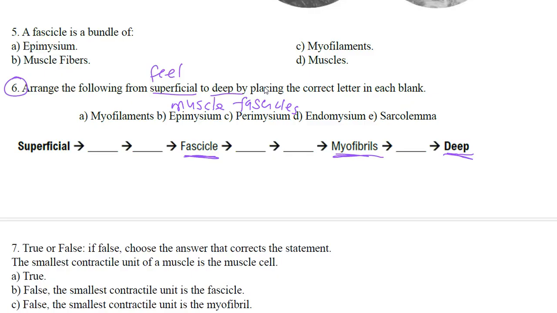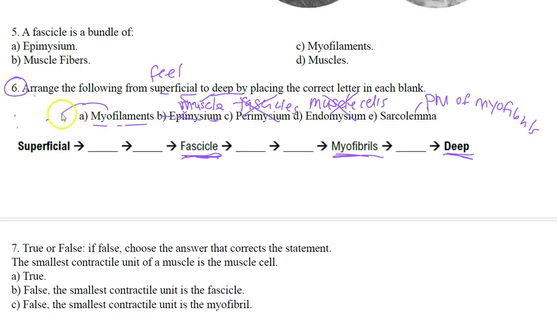All right, folks? So you got your muscle, you got your fascicles. Your endomysium is going to be dealing with muscle cells. Your sarcolemma is going to be the plasma membrane surrounding the myofibrils. And then myofilaments are going to be within these sarcomeres. Okay? So we got to start off with things that are really large, and we're going to something that is deep, really, really within the muscle itself.